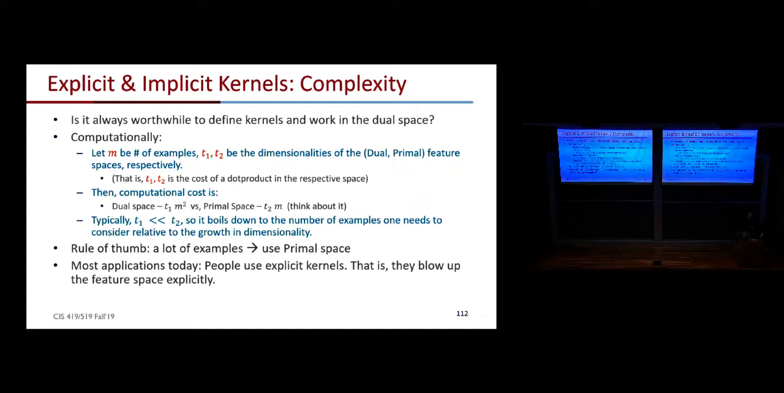Another way to think about T1 and T2 is the cost of the dot product. If you are working in the dual space, the cost of the dot product is T1, the original dimensionality. If you blow up the feature space, but you stay with your W, you're going to suffer the blown up dimensionality. The cost of a dot product is going to be T2. So what is the computational cost of the whole algorithm? In the dual space, how many dot products do I have to do overall?